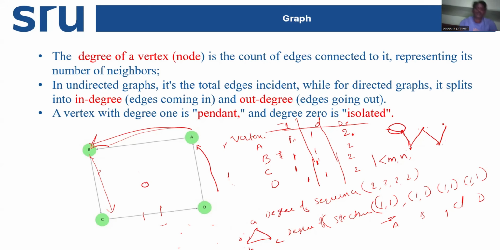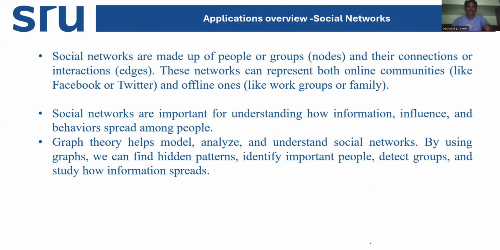In a complete graph, the number of edges, mod E, equals n into n minus 1 by 2. N is the number of vertices, so 3 in this example: 3 into 3 minus 1 by 2. So the 2 cancels, and the number of edges is 3: A to B, B to C, and C to A. This is called the complete graph.